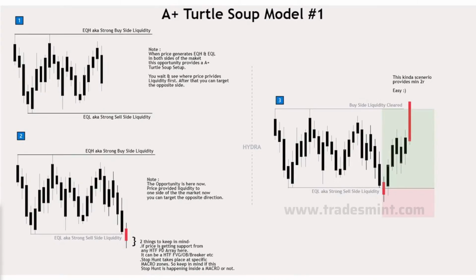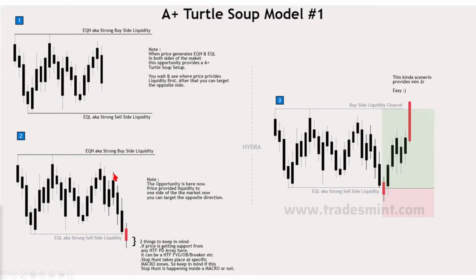Okay, this stop hunt must happen inside macro, and only then will it be considered a high probability setup. So why inside macro? Why not outside macro? Inside macro, that's when price becomes volatile. That's when price delivers liquidity with speed.